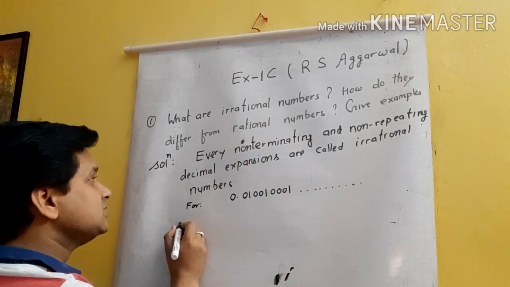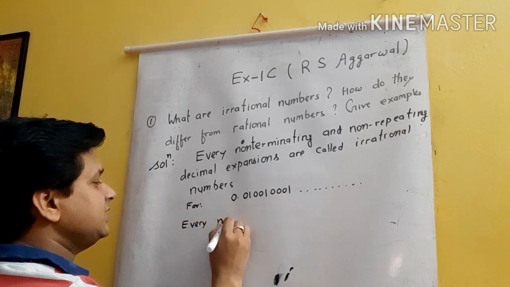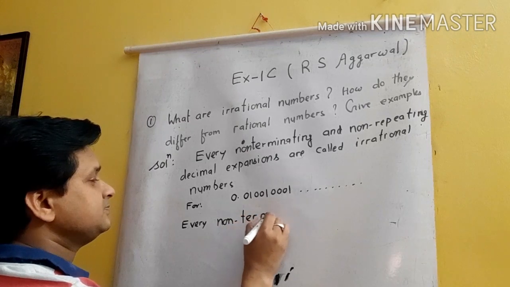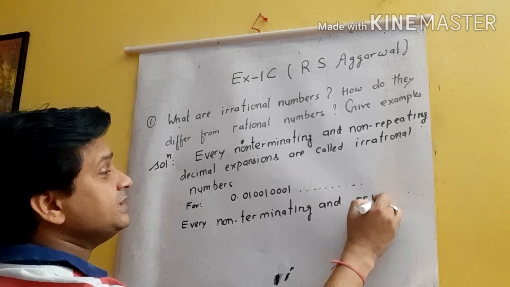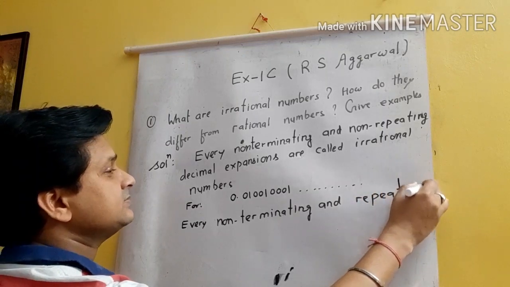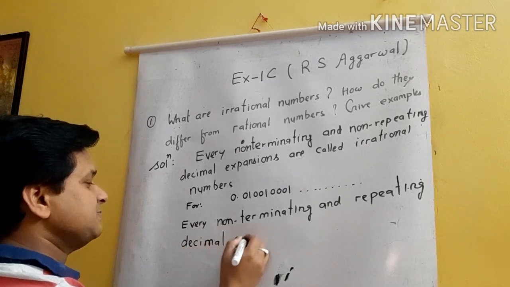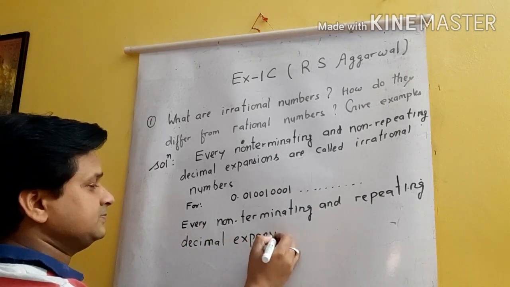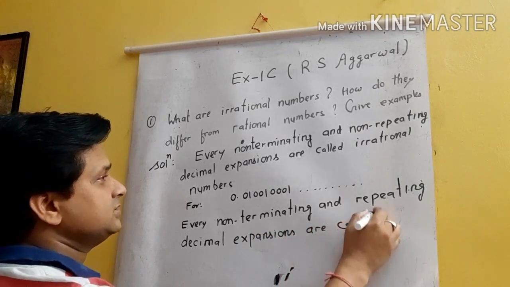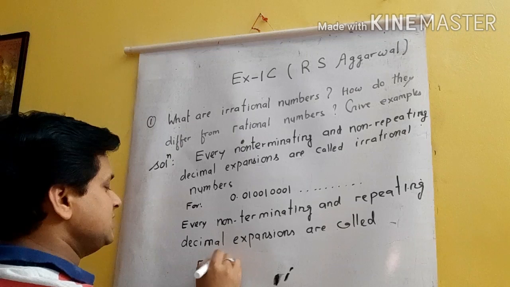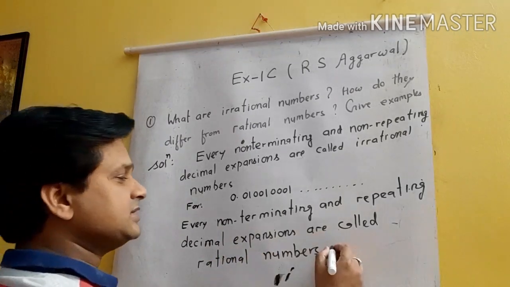So what are rational numbers? You will write: every non-terminating and repeating or recurring decimal expansion is called a rational number.